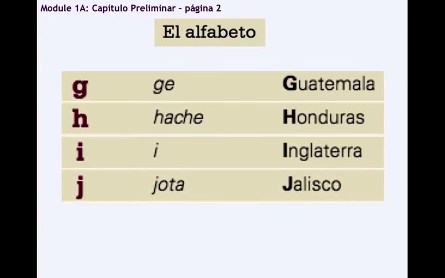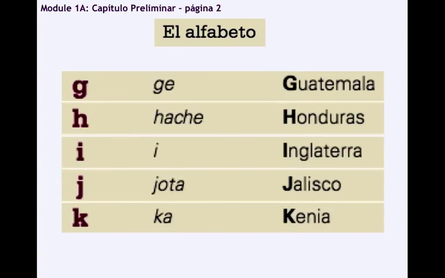J, Jalisco. J. That's also a guttural sound from the throat. Try it one more time. J. K, Kenya, K. Repita, por favor. G, H, I, J, K. Now todos, escucha primero, first listen. G, H, I, J, K. Your turn. Muy bien.